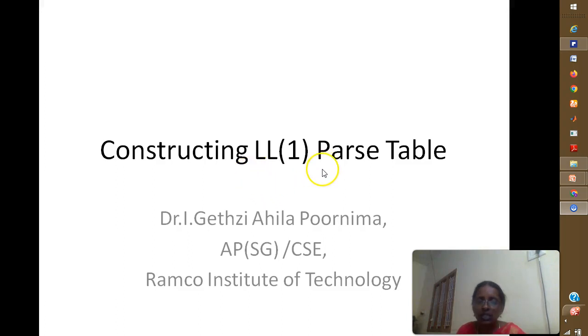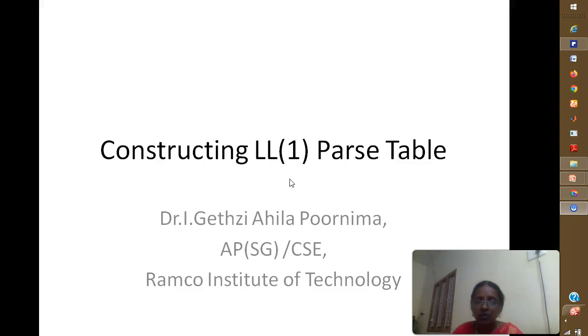In order to construct this parse table, we should know what the LL1 grammar is, right? The first L stands for scanning the input from left to right. The second L stands for using leftmost derivation, and the 1 stands for the number of symbols you can look ahead while taking decisions for the parsing. So this is the LL(1) parse table, and for this construction we need to follow a few steps.